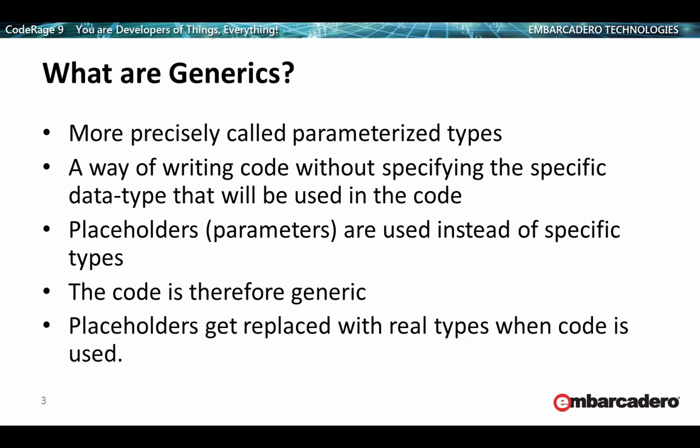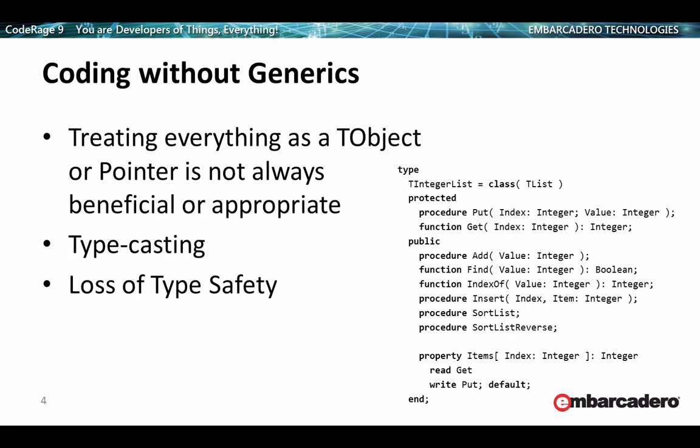However, at some point we do need to replace these parameters with real types when our code is going to be used. And we'll see exactly how that happens in a minute. Before that, though, we still should have an understanding of why it is we want to use generics. What are the benefits that they give us?